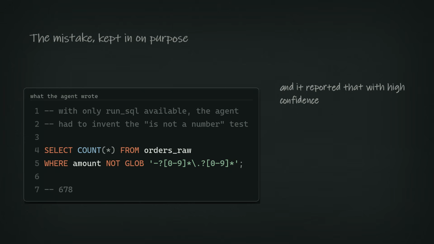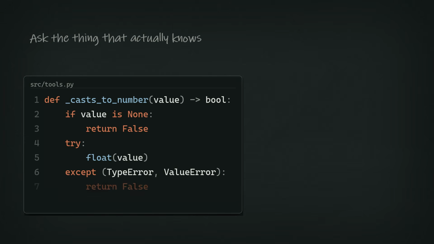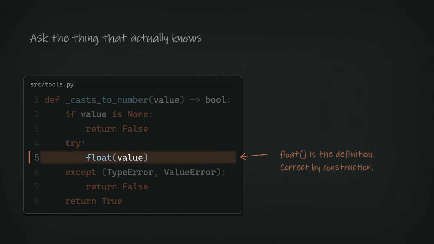I did not fix that with a longer prompt. I fixed it with this: find uncastable values. It asks Python's float function, which is the actual definition of what will and will not convert. And it returns the distinct bad values with their counts, correct by construction and impossible to get subtly wrong.